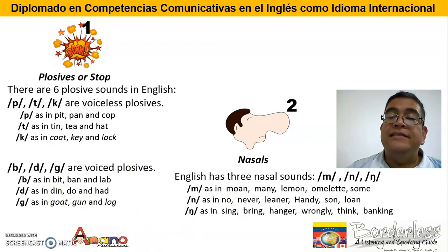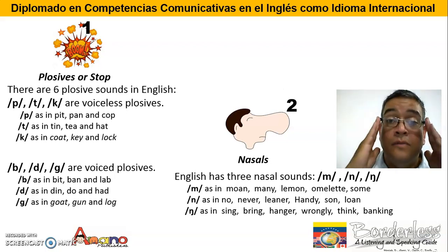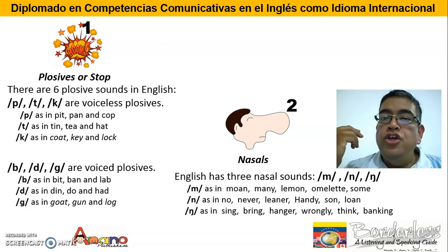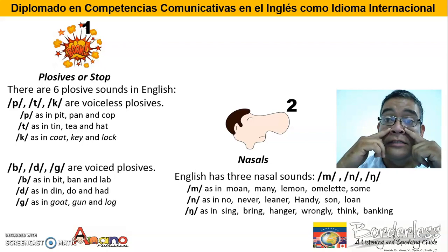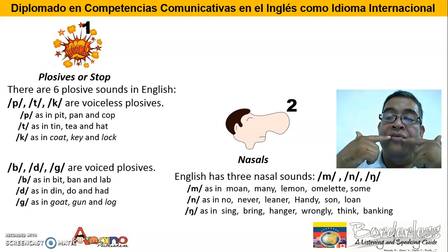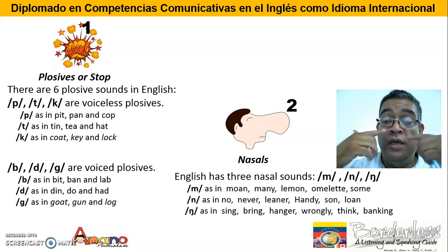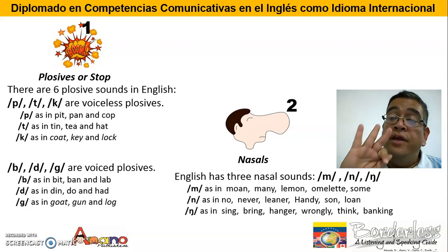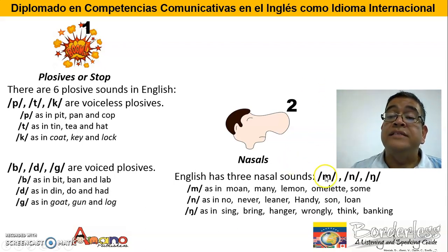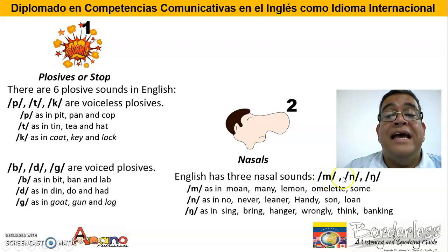So, let's talk about the second group: nasal sounds. They are called nasal because these sounds are produced mostly in the nose and the nostrils. The air doesn't come from the mouth, but from the nose. So that's the reason why they are called nasal sounds. In English, there are only three nasal sounds, as you can see: the m, the n, and the ng.